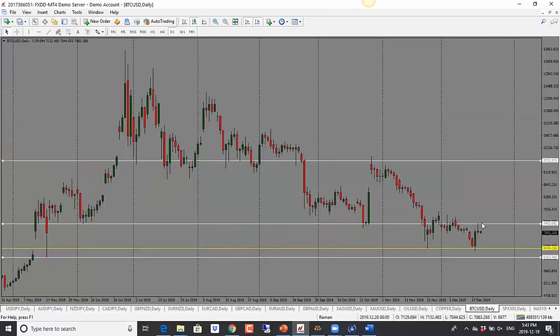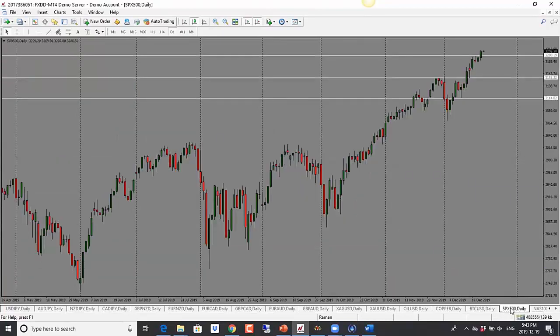Bitcoin here. Bitcoin, we have a pin bar here. So looking for price to drop, we could see a move back towards 6,500. So bias here is bearish for Bitcoin.